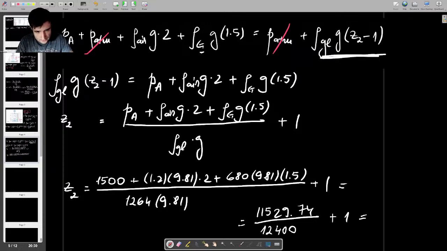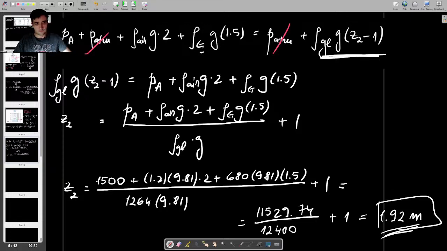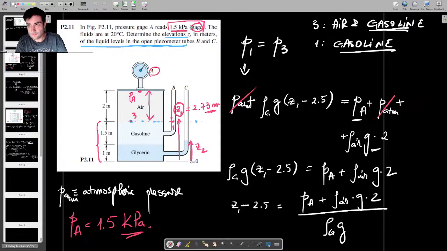Okay, so finally we get an answer which is close to 2 meters but not quite, so it's 1.92 meters. Yeah, 0.929, and then you add that to 1 and you get a value of Z2 which is 1.929, so I think it's roughly, I'm gonna write it here, 1.93 meters.